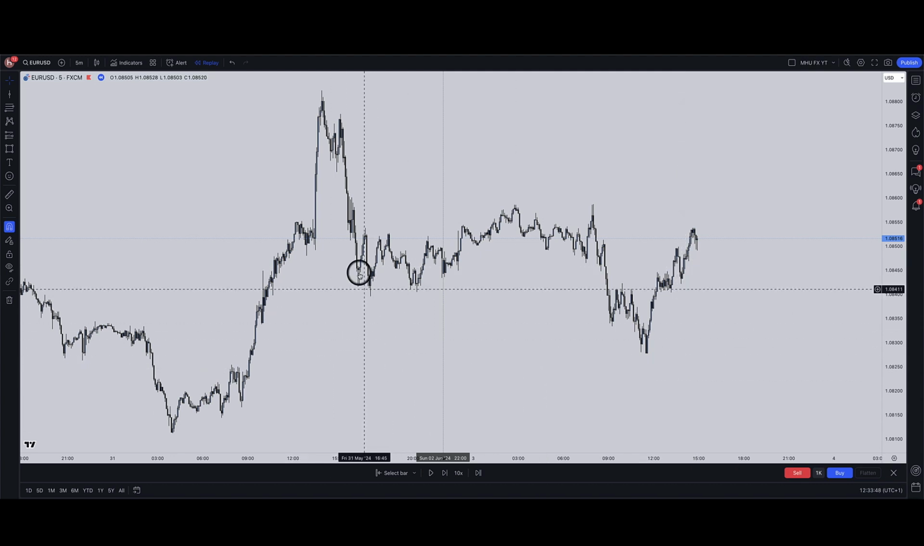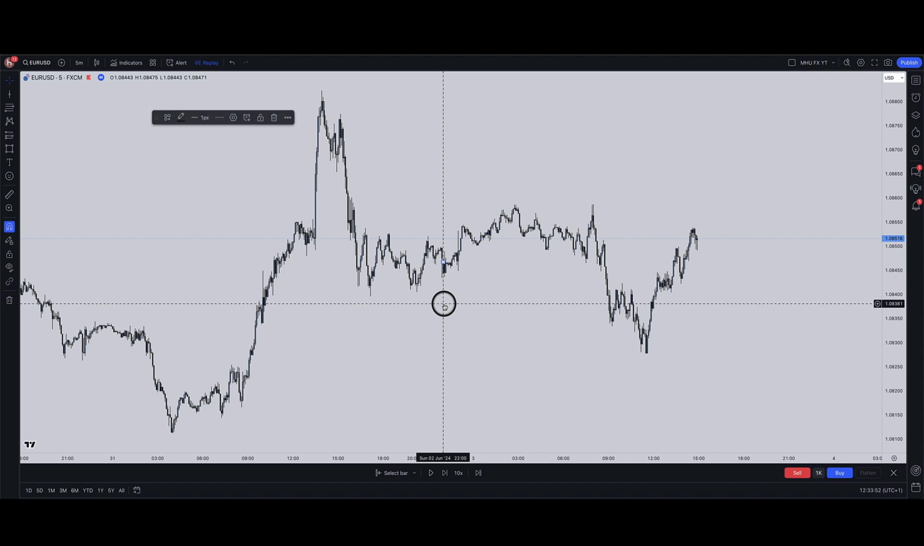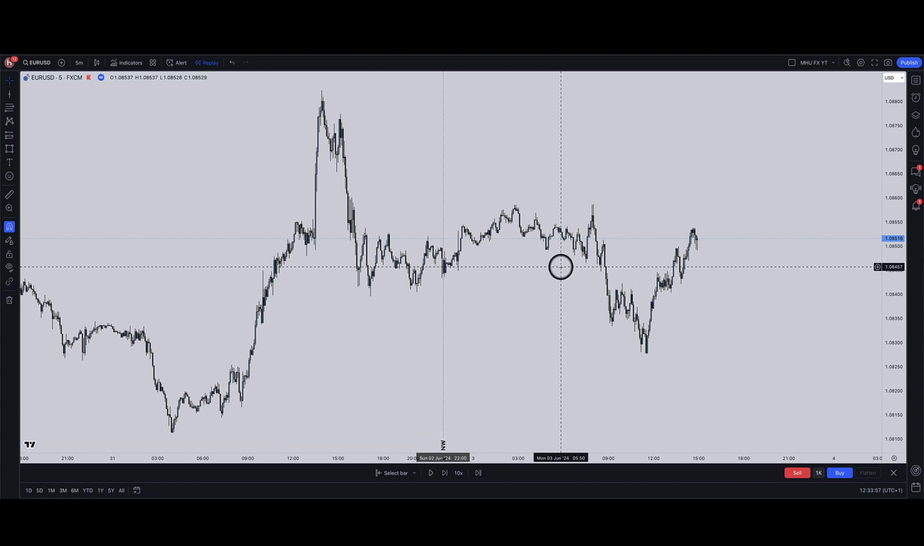So this is a Friday. The week closes, this is this line here. So we've got the new week starting and we've got Monday. And for Monday, if I am looking to be bullish, this is ideally what I want to see.